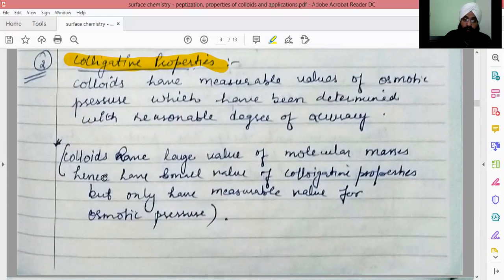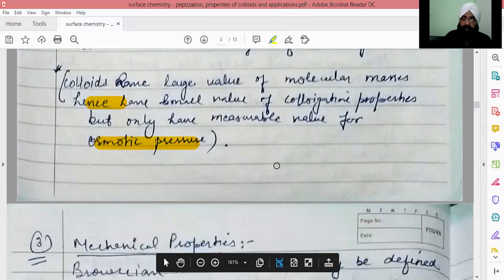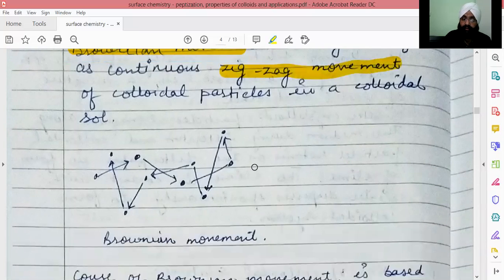Only measurable value of a qualitative property is for osmotic pressure, right? So osmotic pressure is used to determine the molar mass of colloidal solutions. Then mechanical properties include the Brownian movement. The Brownian movement is the zigzag movement shown by the colloidal particles in the colloidal solution when the dispersed phase is suspended in the dispersion medium.